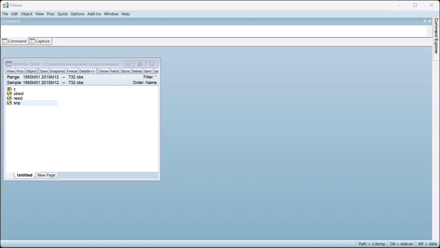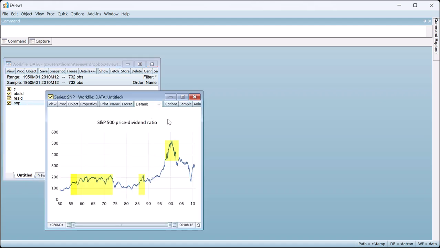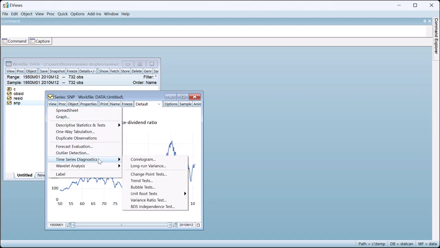To demonstrate these tests, we'll use some simple monthly data from 1950 through 2010 containing the S&P 500 price-dividend ratio. This is a standard financial instrument and often used as an example of bubble testing. From a graph of the data, we can see there are definitely periods of peaks followed by dramatic falls. But were these periods bubbles? To answer this question, we can click on View, Time Series Diagnostics, Bubble Tests.